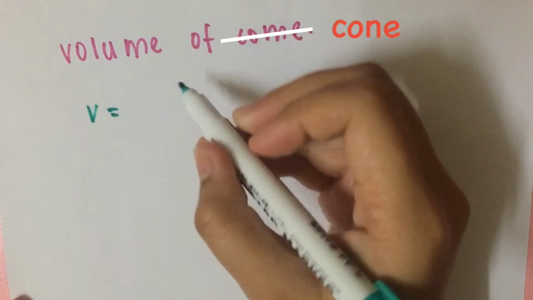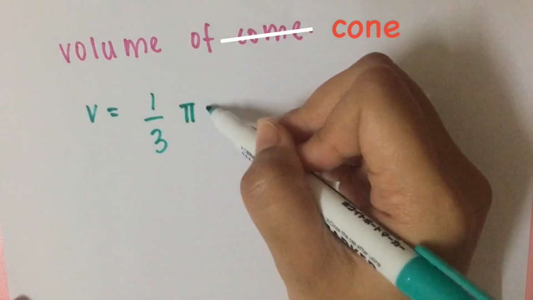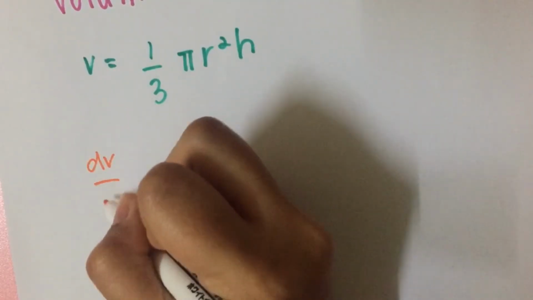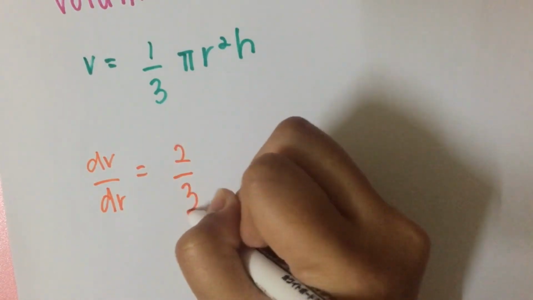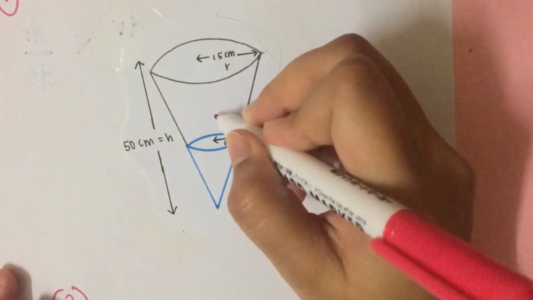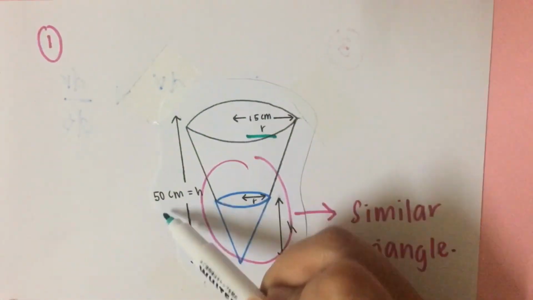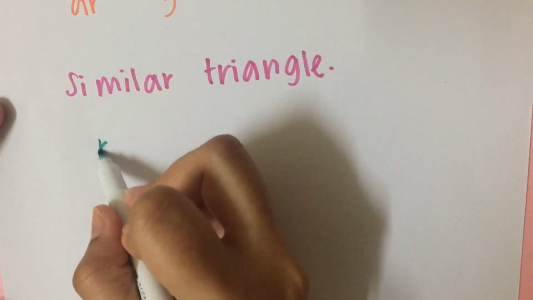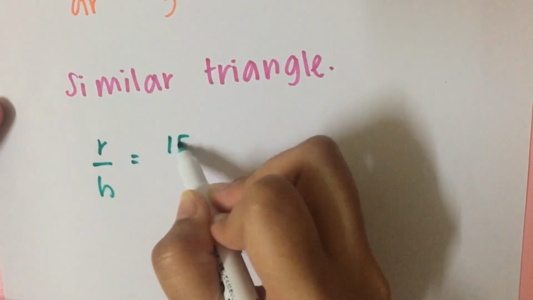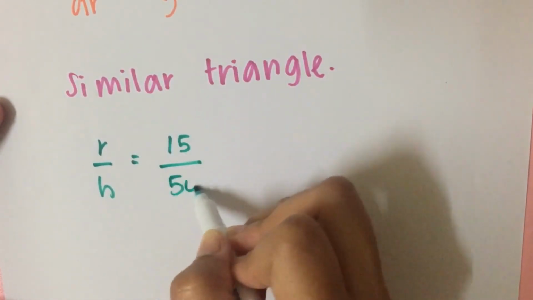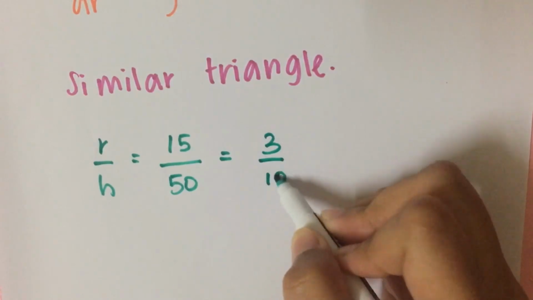For the volume of a cone, we use the general formula, which is 1/3 pi r squared h. Differentiate the volume to get dV/dr. We use the properties of similar triangles, so we use the main radius and the main height and put them in the formula. Lastly, we get 3/10 for the similar triangle.